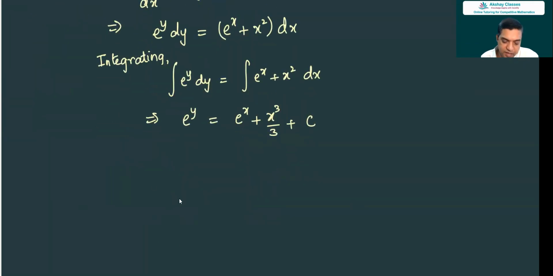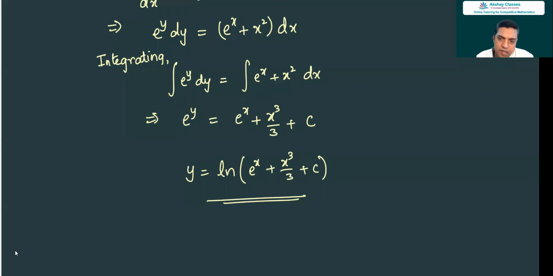So from here we can get y as log of e power x plus x cubed by 3 plus c. This is the solution. This is an implicit form, this is an explicit form.